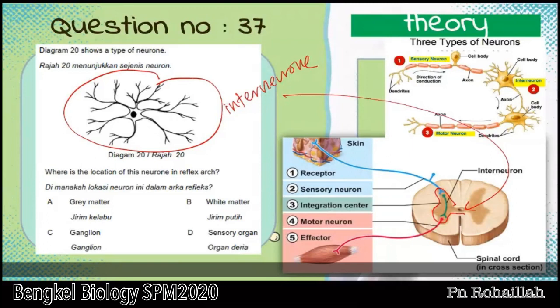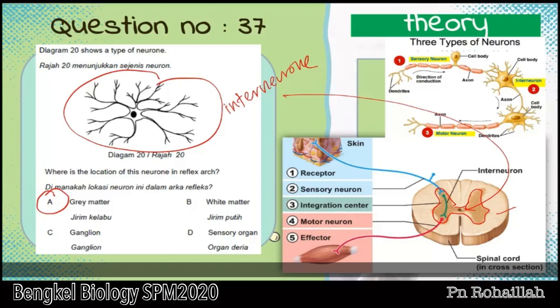In the spinal cord, the butterfly structure is known as grey matter. Yang ini ialah white matter. I hope you remember that. Okay. So, where is the location? In the grey matter. Answer A.